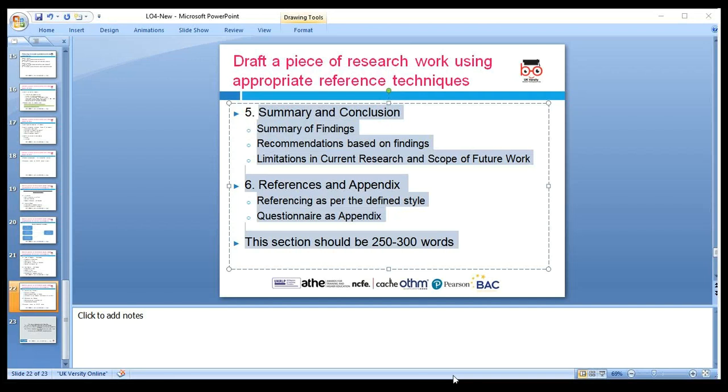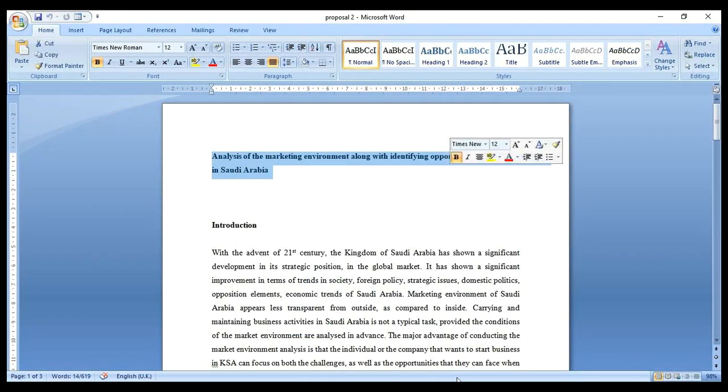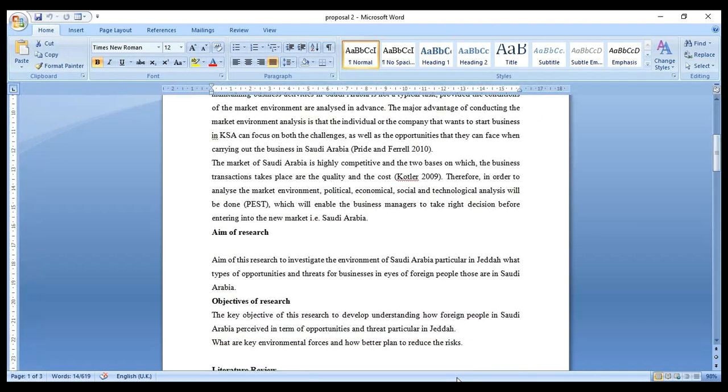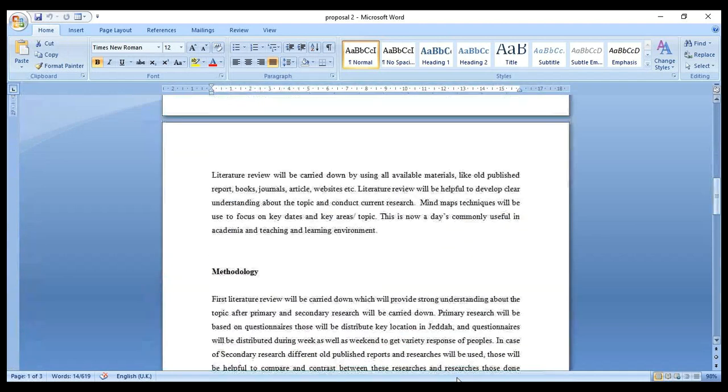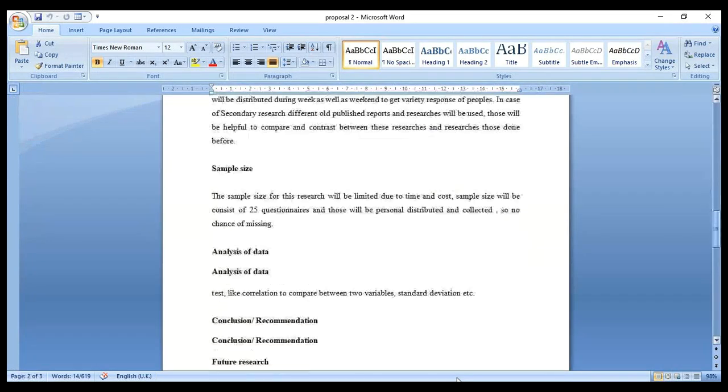I'm going to show you a few proposals. Normally when you do research, you can do proposals. This is like an analysis of the marketing environment, identifying opportunities and threats. This was done by somebody in the past. So these are old ones. In the aims and objectives, you will see there is a little literature. You will see the methodology.